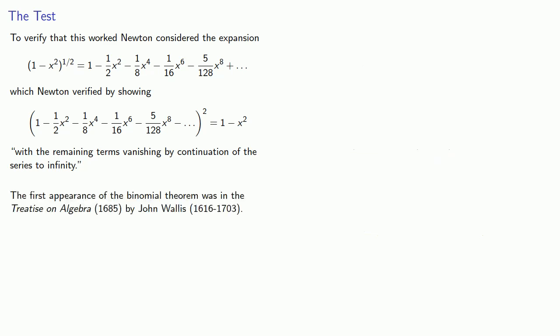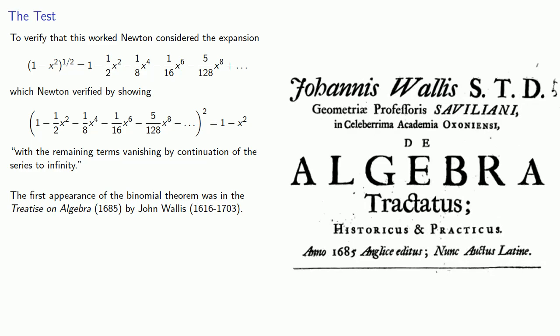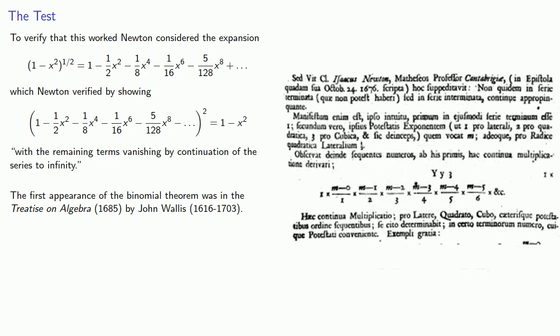Now, remember, Newton communicated these results by letter in 1676, and so the first actual appearance of the binomial theorem was in the Treatise on Algebra, 1685, by John Wallis, where Wallis includes Newton's result.